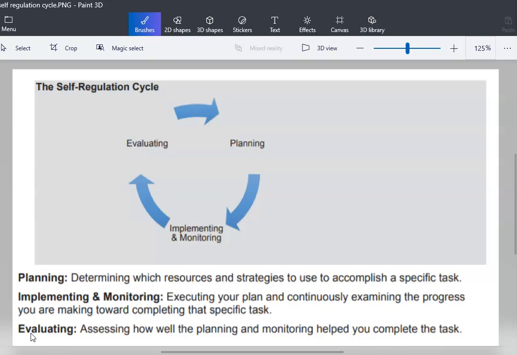Self-regulating your learning means you plan your work, you monitor your work and your progress, and then you reflect on your planning and strategies and what you could do to be more effective. These are the three phases of self-regulated learning, or SRL.